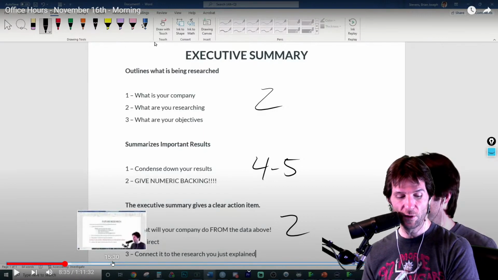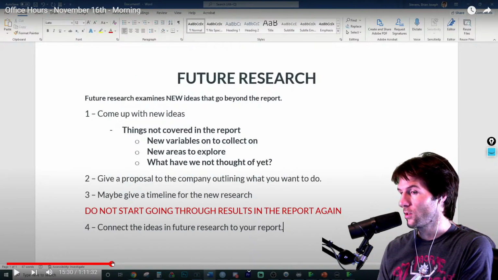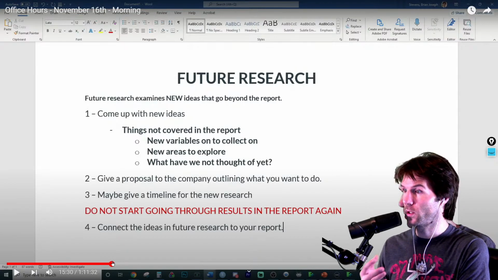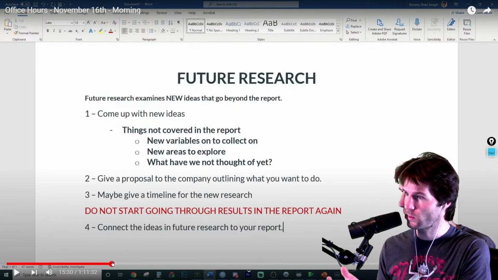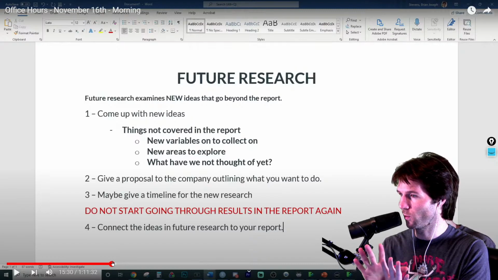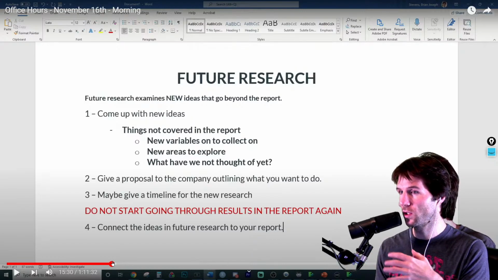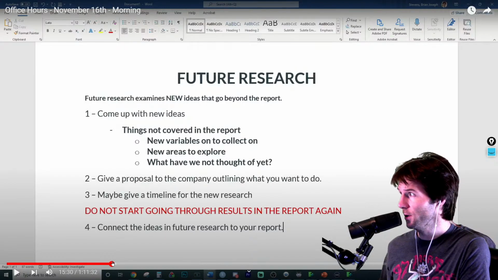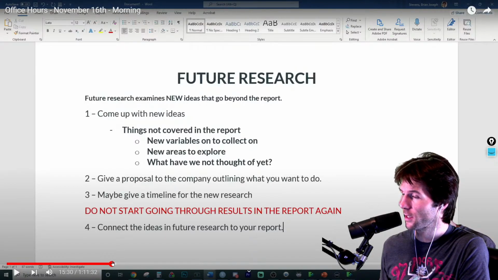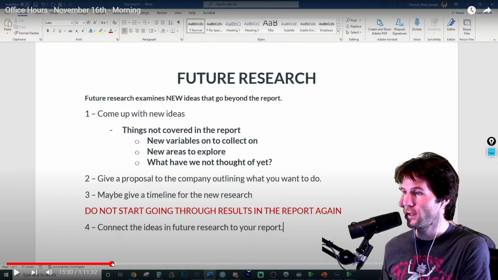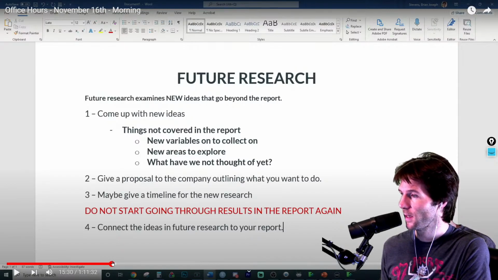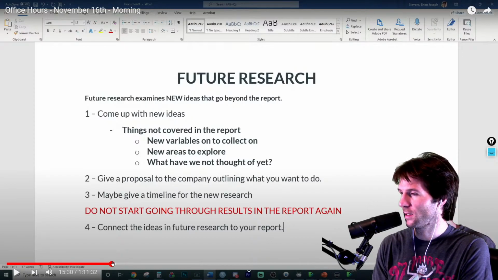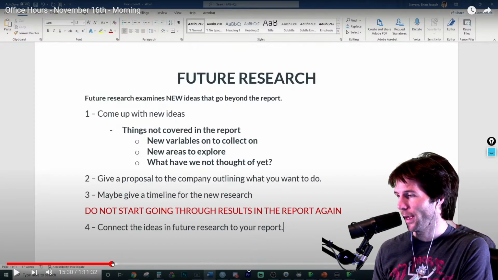And then last but not least, the future research is going beyond. So do not just walk someone through your results again. Don't just be like, well, we saw this in the report. We saw this. We saw this. No. That's not the point of the future research. The point of the future research is to go into new ideas, things we haven't talked about yet. And then we'll be like, well, we didn't examine this, so we should definitely look into this. We should collect data on this. We could put more money and time into this. It's not really an action item, but more coming up with new ideas, like where do we go from here? Have some fun with it.